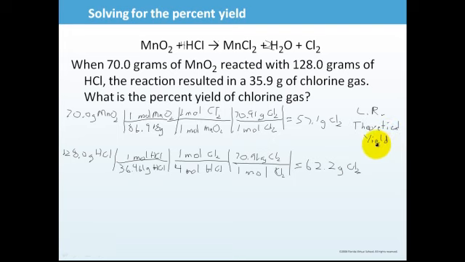Okay, the theoretical yield. So now to get our percent yield, we're going to take the actual, which was 35.9 grams of the Cl2, and we're going to divide that by the 57.1 grams, and then of course multiply it by 100 to make it a percentage.